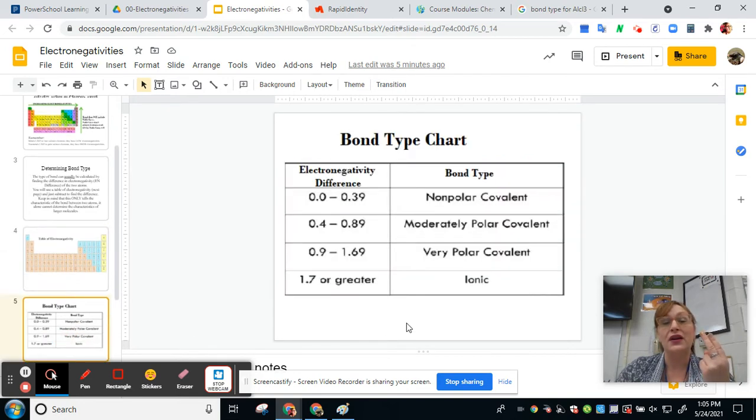Now, if the difference is 1.7 or greater, that means that the bond type will be ionic and the nonmetal will completely remove the valence electrons away from the metal. But if it's less than 1.7, then you get into covalent bonds.